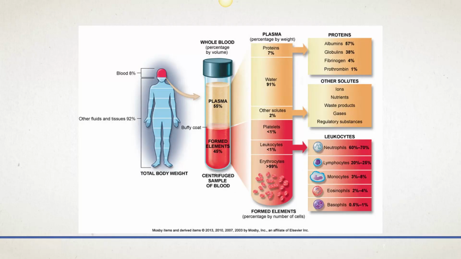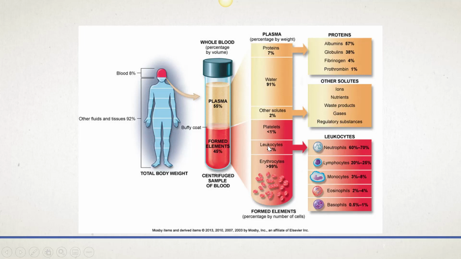And here you can see the breakdown of the different components of the blood. So plasma is about 55%. The formed elements, including the cells of all sorts, is about 45%. And proteins, including the albumins, water, a majority of the plasma is just water. Other solutes, such as ions, nutrients, waste products, gases, regulatory substances such as hormones. Platelets and leukocytes, the white blood cells, make up less than 1%.